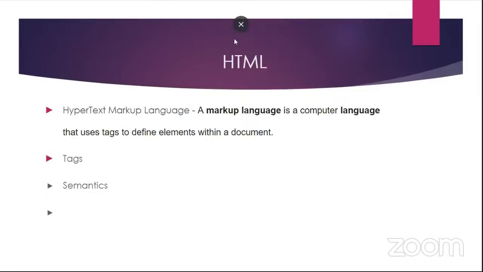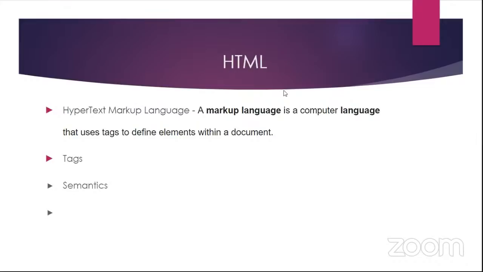HTML, we'll start off with HTML. HTML is a markup language that helps you add structure to your web content. It's pretty much the frame, the bone that everything else joins to. It's everything you see on your page. You open a web page, you see images, you see text, all of that is added by the HTML. Now we have varying HTML tags.